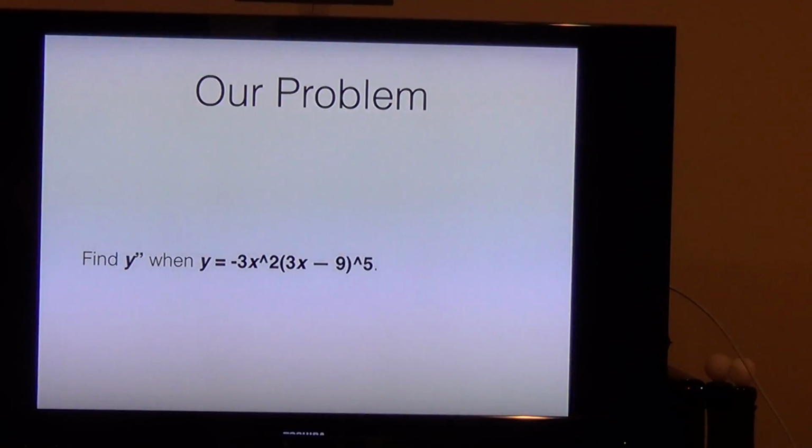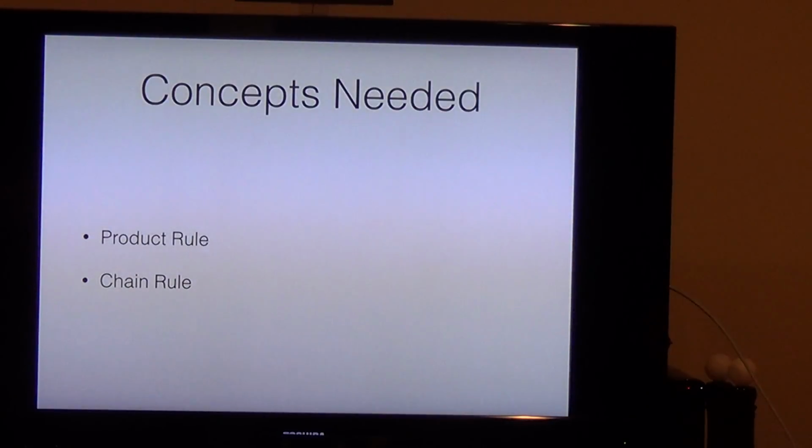Before we get to these steps, however, I would like to teach you the fundamental concepts needed to get to the answer: the product rule and the chain rule. I will be going over the product rule first.